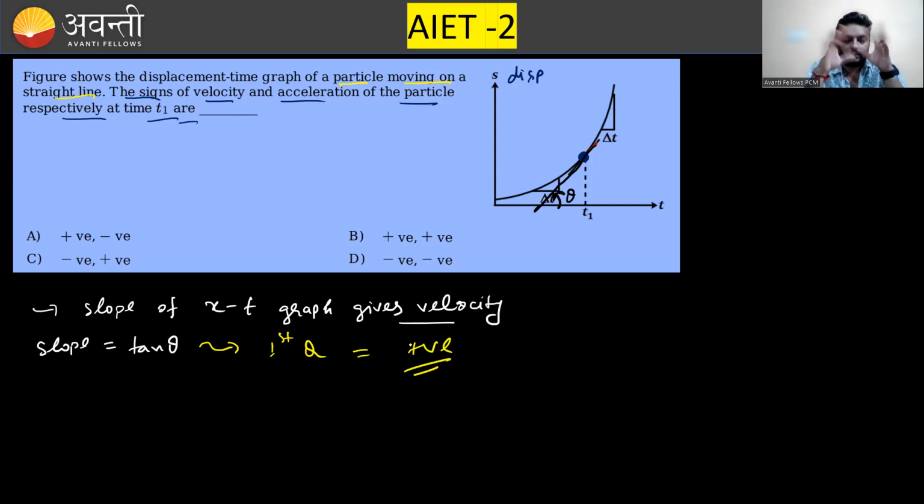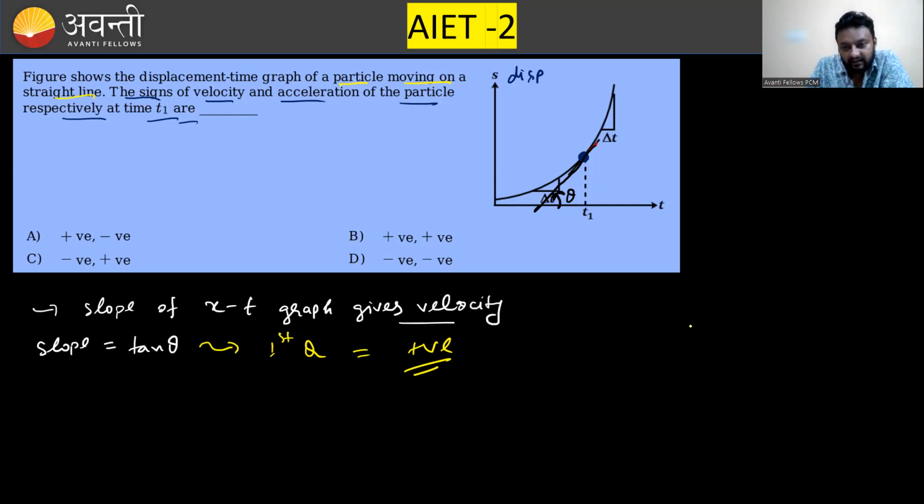So what does it mean? One thing that is to be learned here: that slope, that is the tangent on the x-t graph, gives the velocity. And if the angle theta lies in the first quadrant, then it will be a positive velocity. So that means velocity is positive. Now, next thing is what?